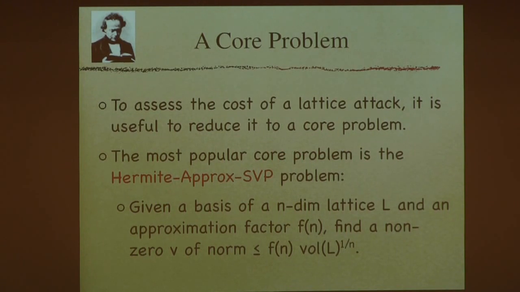So in order to see things more clearly for lattices, it's very good to be able to reduce it to a core problem. We want to understand what is the central problem in lattice algorithms. For now, the most popular core problem is the following, which we call the Hermite approximate SVP problem. You're given a basis of some lattice, you're given some approximation factor, and you want to find a non-zero vector of norm less than this bound. The good thing about this problem is that everything is concrete. Everybody can compute the volume. Everybody can compute f of n, so everybody can check whether this is true or not. This is sometimes not true for other lattice problems.